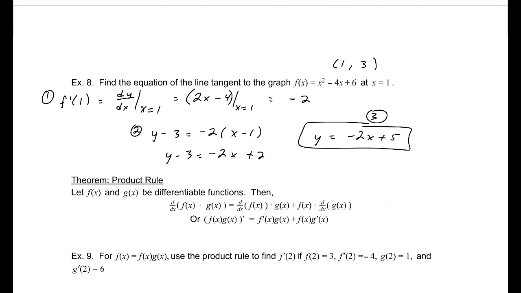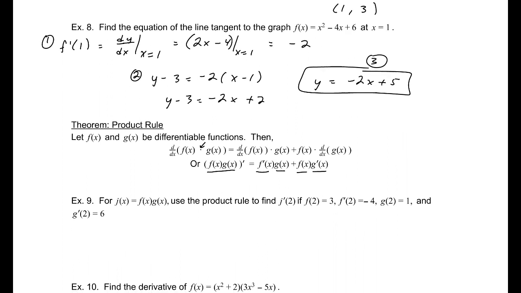Right, next we have the product rule. This is if we have two functions that are multiplied. So let f of x and g of x be differentiable functions. Then the derivative of f of x times g of x, this right here, is the derivative of f times g plus f times the derivative of g. Or you can put it in this prime notation. fg prime is f prime g plus fg prime.